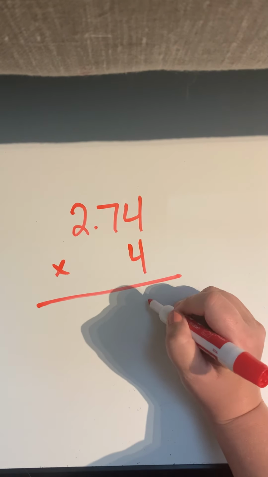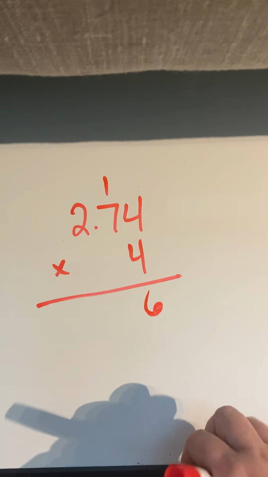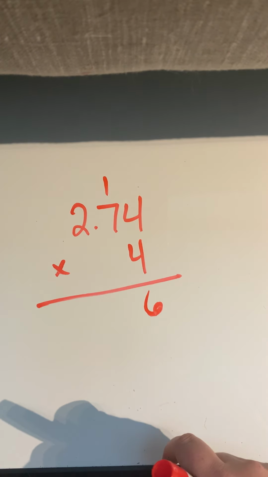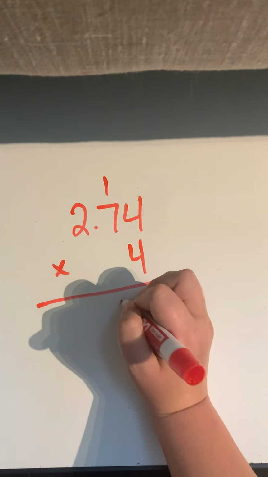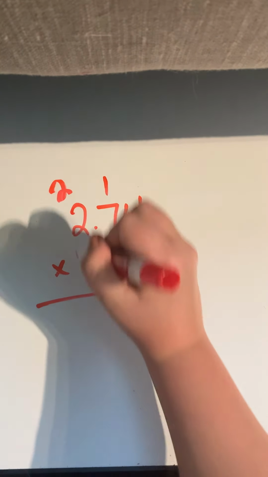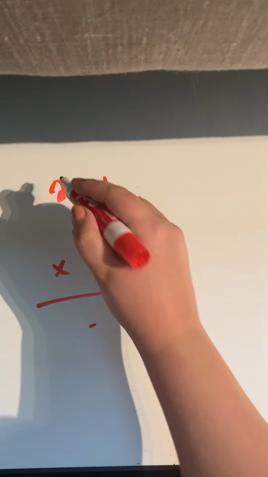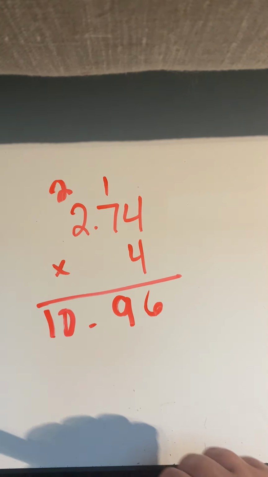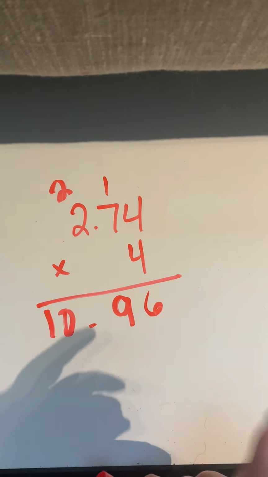4 times 4, 16. Good. Guys, make sure you're doing this on your whiteboard with me, please. If you don't have your things, go get those. All right. And then we have 7 times 4. Okay, 28 plus 1 more, 29. Bring down my decimal before I forget. 4 times 2 is 8, 9, and 10. So I end up with 10 and 96 hundredths. So I'm going to go ahead and estimate to see if my answer is reasonable.